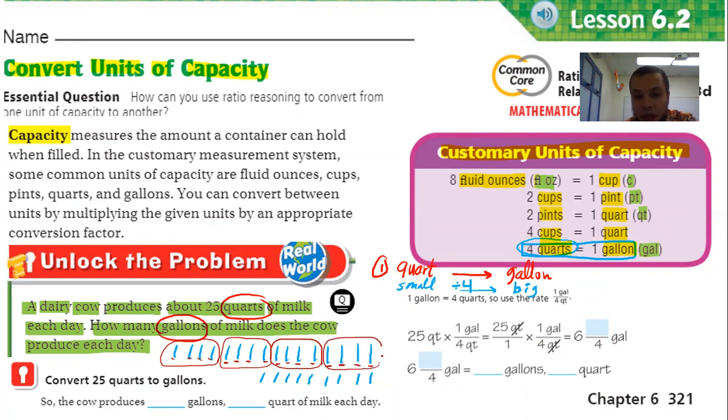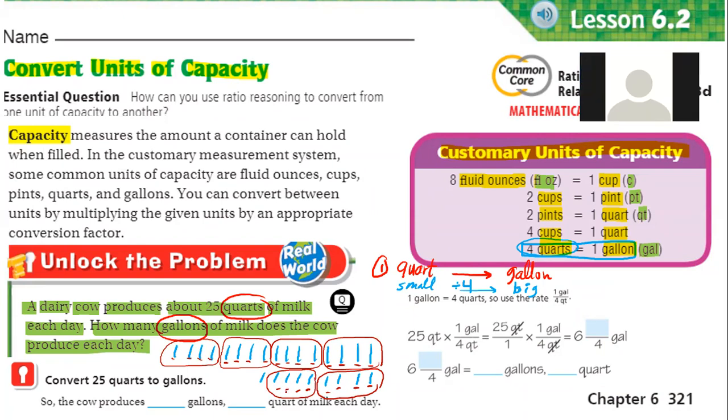1, 2, 3, 4. 1 gallon. Wait, Ahmed. 1, 2, 3, 4. So 1 gallon. 1, 2, 3, 4. 1 gallon. Okay, and the remainder is 1. So 1, 2, 3, 4, 5 and remainder 1. How many gallons right now? 5 groups or 6 groups? Count. 6 groups here. So 6 gallons. And what is the remainder?